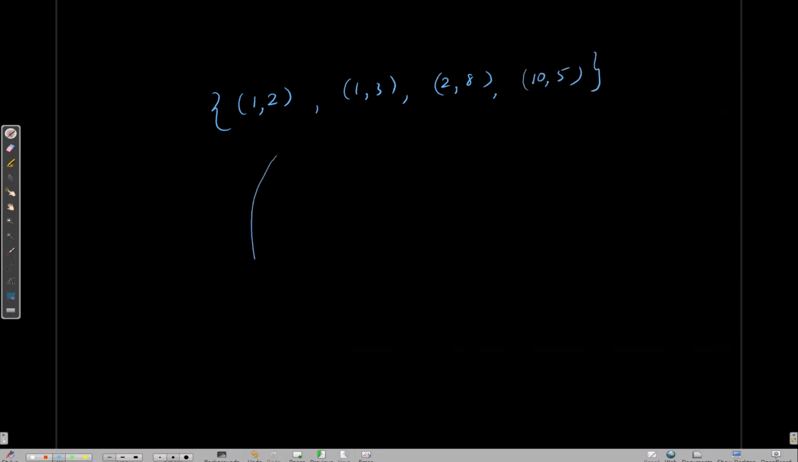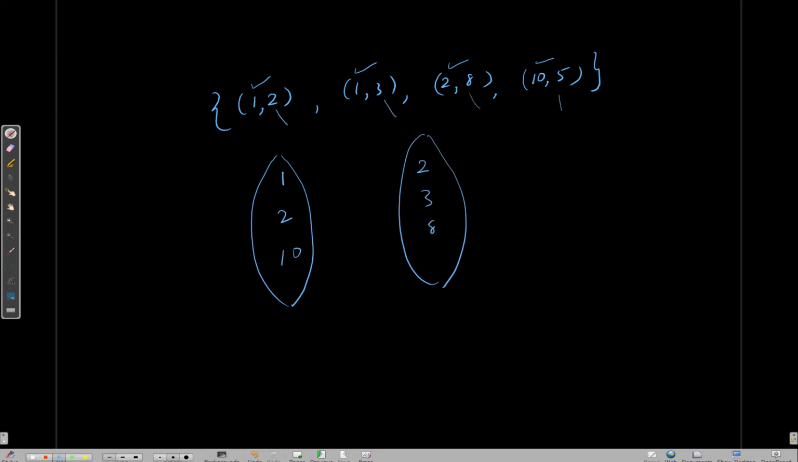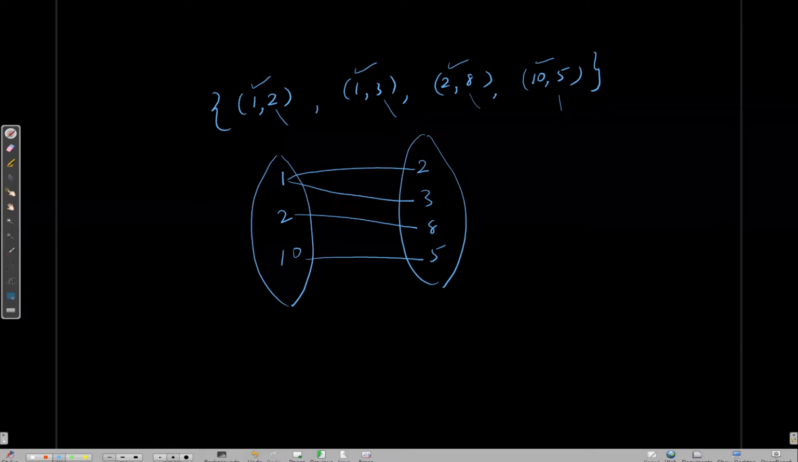So if I draw this now, left hand side elements, 1. Now we have a question. Do I write 1 again? No, you don't, because just one is enough. And then we are done with 1, 2, 10. And they are related to 2, 3, 8 and 5. Now how do I do this drawing? 1 to 2 and 1 to 3, 2 to 8, 10 to 5. So there is no rule, any restriction on how they are ordered.